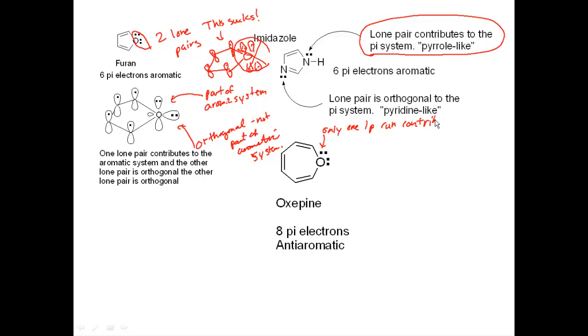Okay, can contribute. And thus, we end up with an 8 pi electron system that's anti-aromatic. This is actually a very unstable molecule. It prefers to isomerize to this highly strained structure over here.